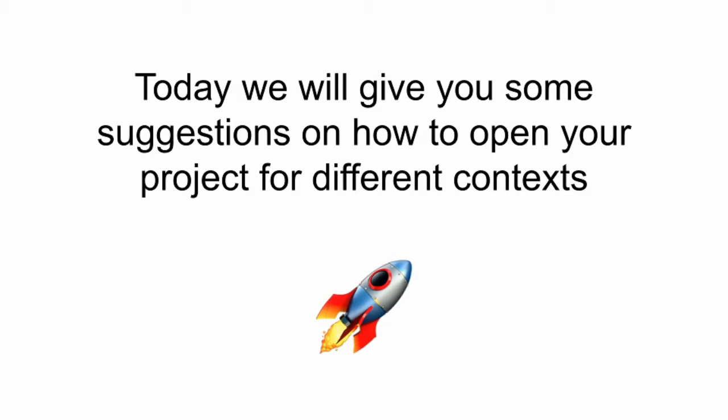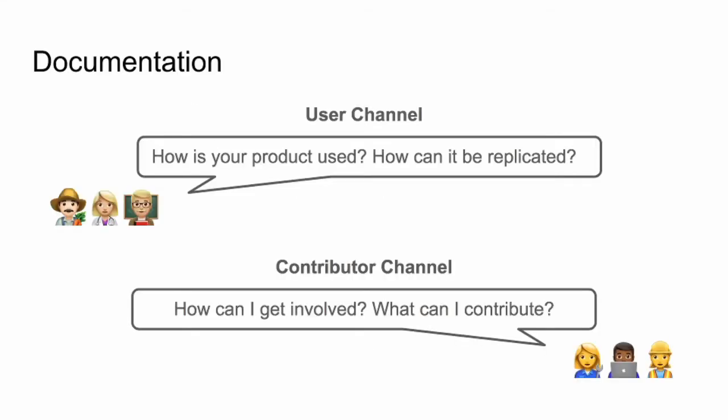Different contexts are, for example, the users and contributors. So what do users actually want, and this might be specific also to your project, and I would just want to remind you to think about your personas. But one question users might ask is, how is your product used and how can I replicate it? How can I get it, like physically, and so on.